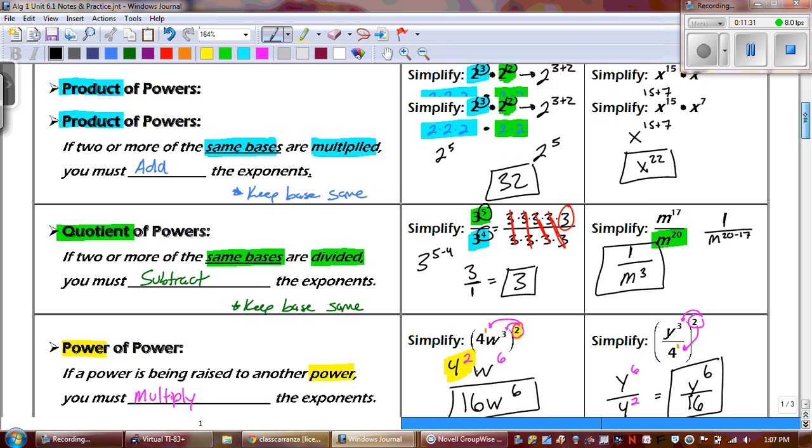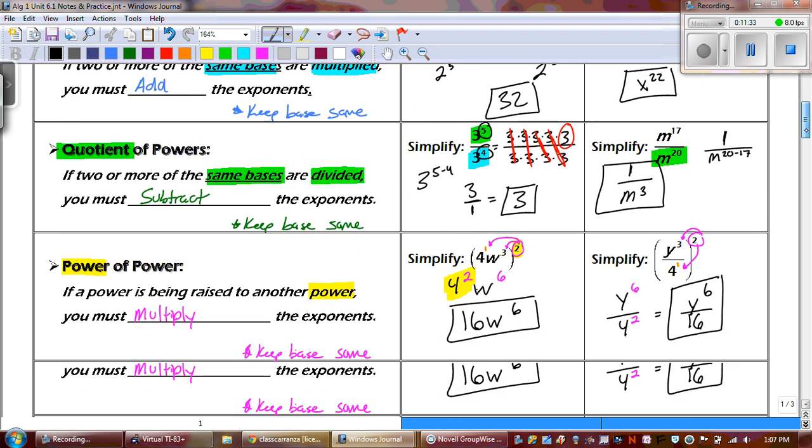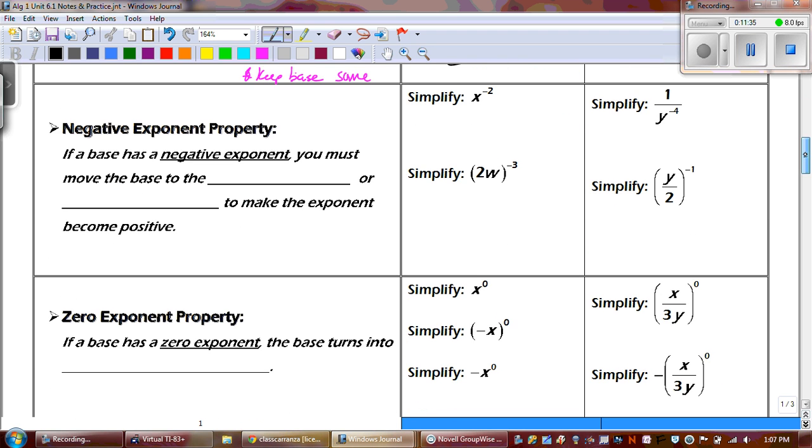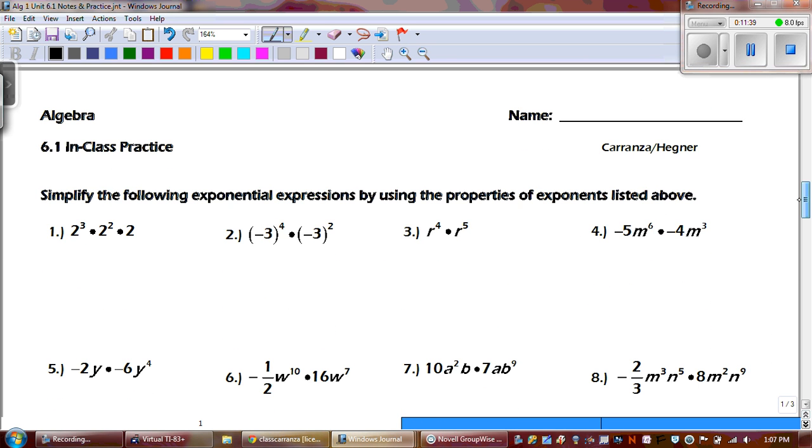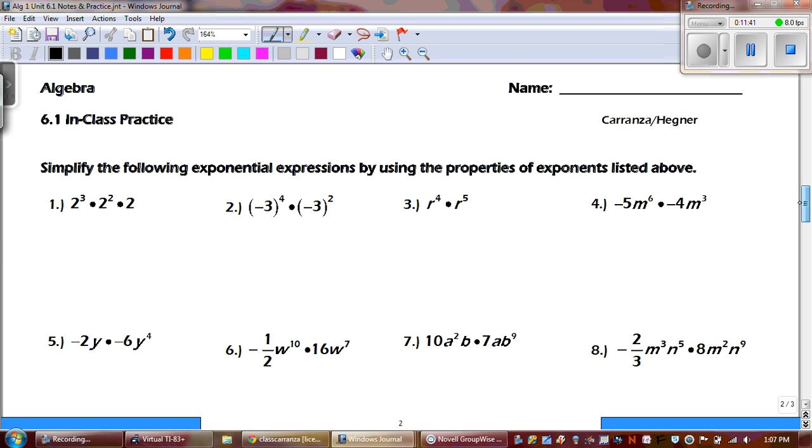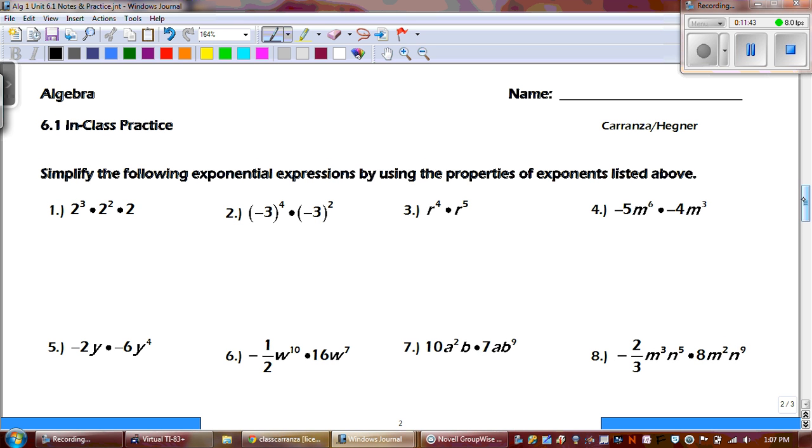Okay, those were the notes that we covered in class. We're going to cover these two properties tomorrow. I'm going to stop the video, but the rest of the video in class is we did 6.1 in class practice together. So 6.1 in class practice is going to be its whole own video, so if you need to watch that, go ahead and look it up.